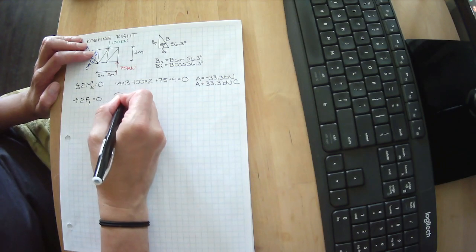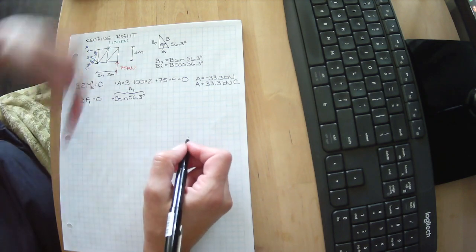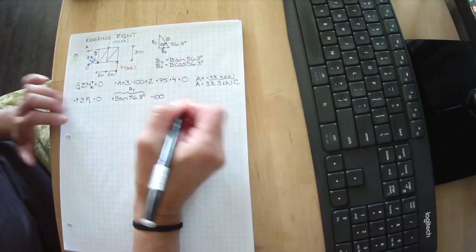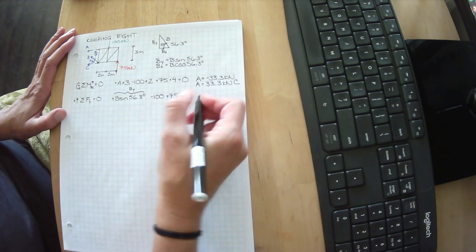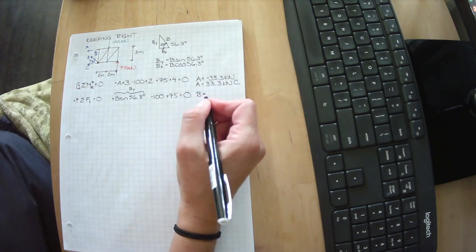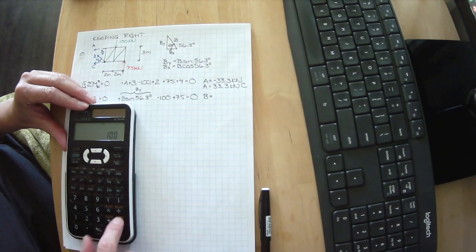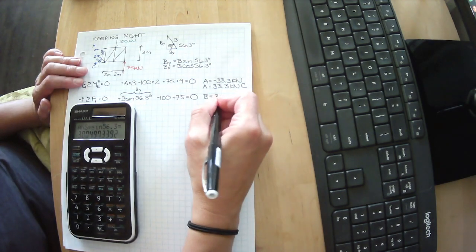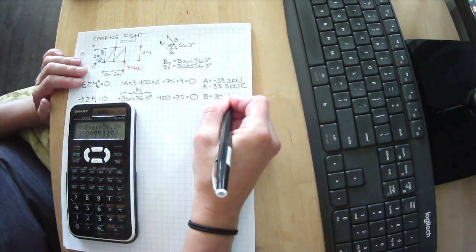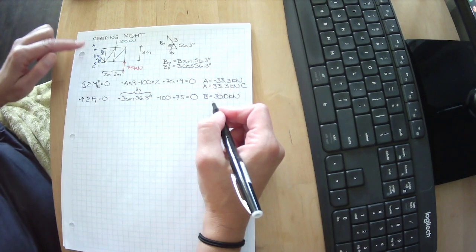So if you find it helpful, I'm just going to remind us that this is BY. We've got 100 kilonewtons going downwards, and we've got 75 kilonewtons going upwards. We can solve for B. We have 100 minus 75 divided by the sine of 56.3 degrees. We get B equals 30.0 kilonewtons. It's positive, which means that my arrow was correct.